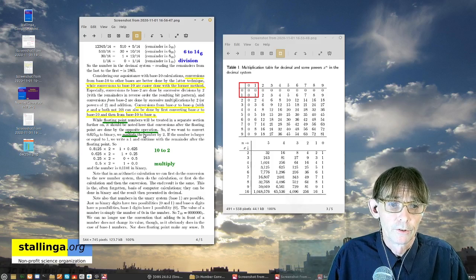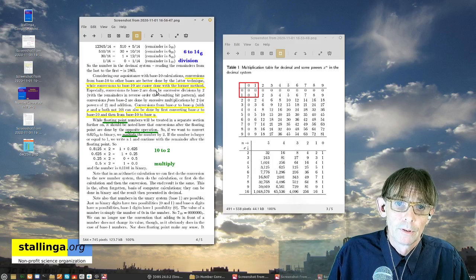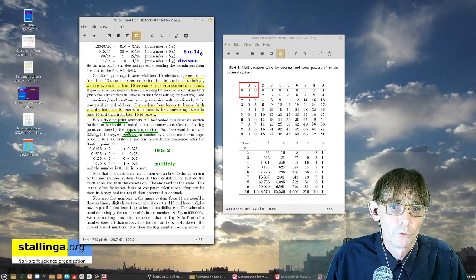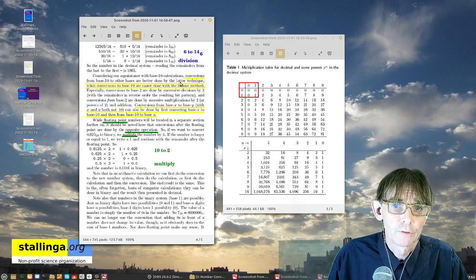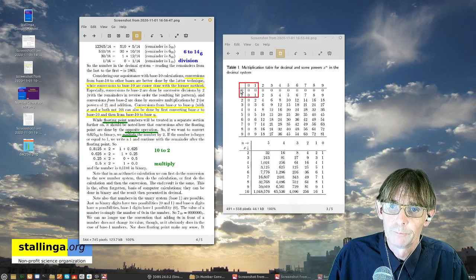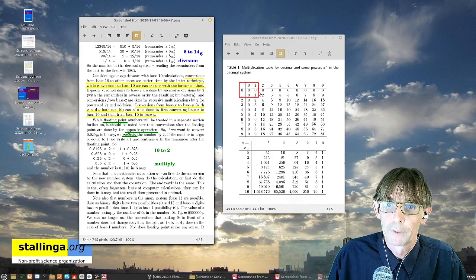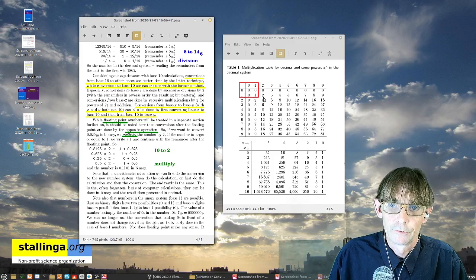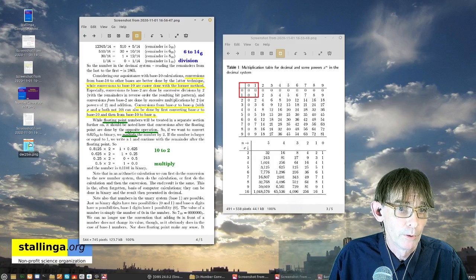We can either do it from the destination system, or we can do it to the destination system. And whatever is more convenient, of course, we are going to do. And of course, the calculations in binary are very simple because the multiplication table is very simple, as I've shown here on the right, which is just 0, 0, 0, 1. And that is why the computer can do this very well.